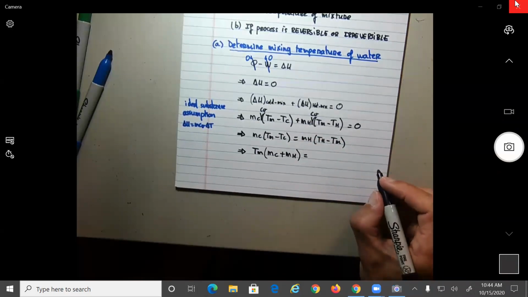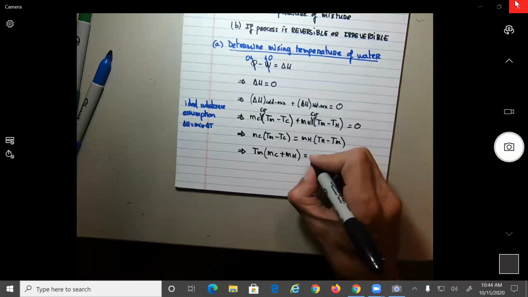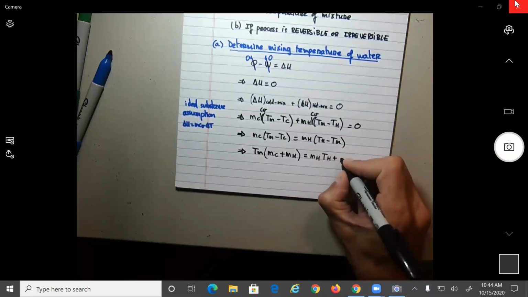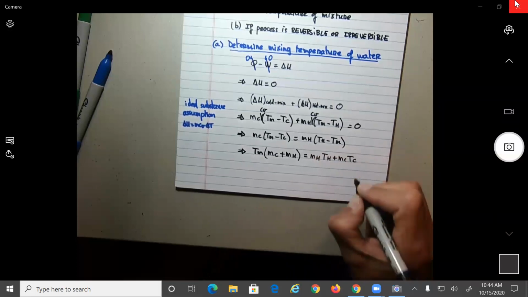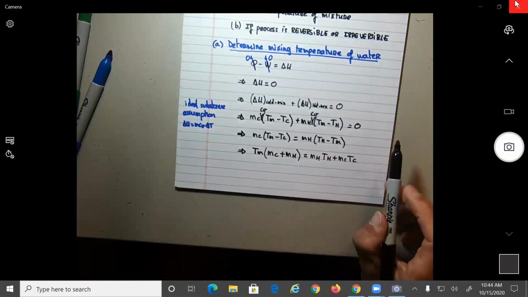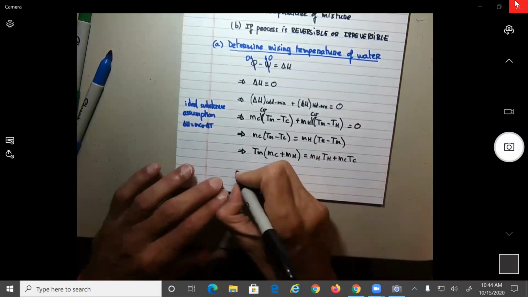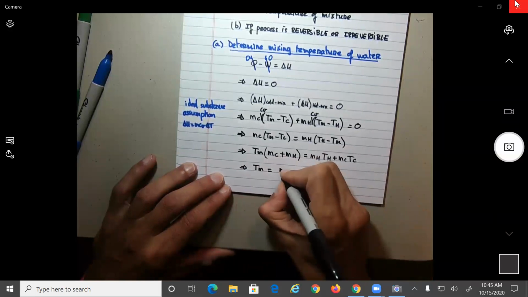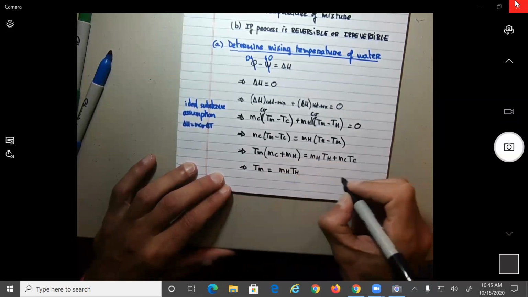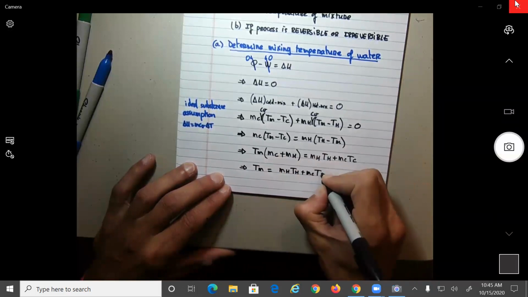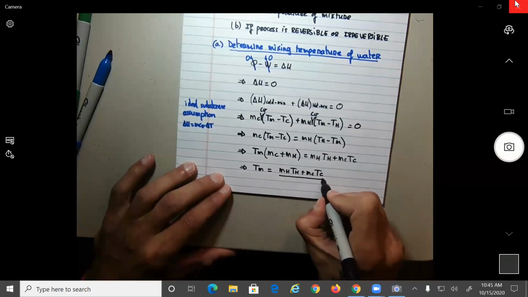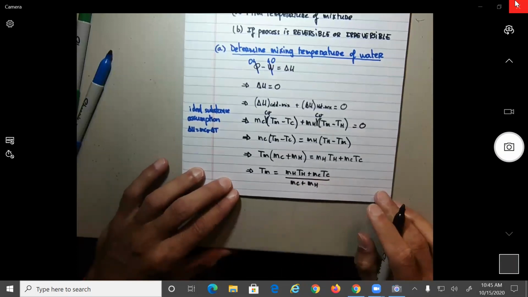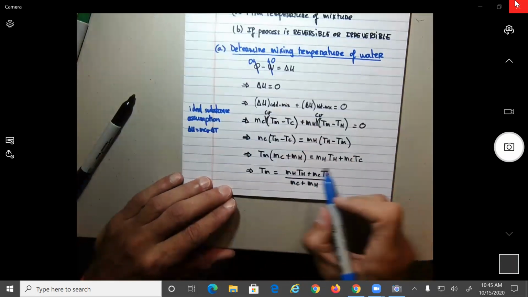This should be equal to what? Should be equal to m hot T hot plus m cold T cold. So at the end, this is going to give us that the temperature of the mixture will be equal to m hot T hot plus m cold T cold, divided by the total mass of the water, which is the mass of the cold water plus the mass of the hot water.